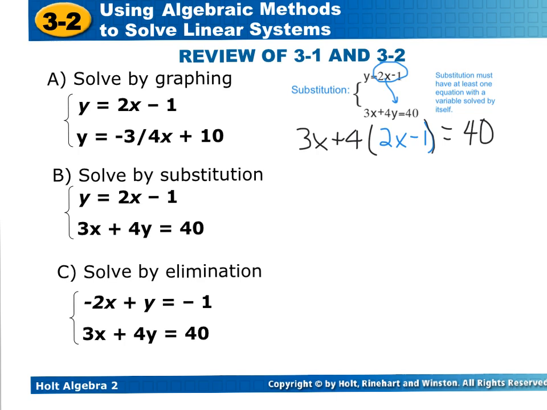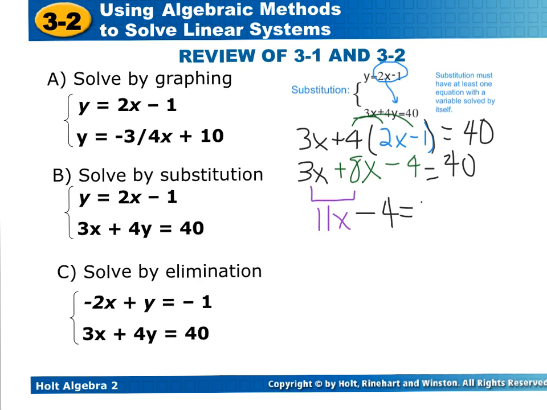Now this is just solving algebra. Here we see then that I have 3x. The 4 gets distributed to each part to give me plus 8x minus 4 is equal to 40. Now we combine like terms by putting our x's together. Since they're on the same side of the equals, we do the same thing. So 3x plus 8x, since they're both positive, gives me 11x minus 4 is equal to 40.